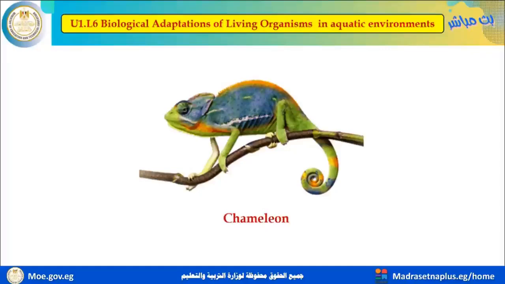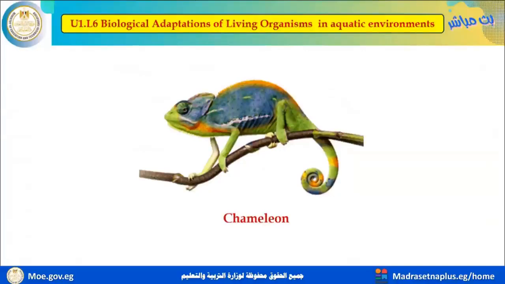Another example of adaptation is the chameleon, which has different colors, and it also has the ability to change its color to adapt to the environment surrounding it. So this is another example of adaptation. Okay, so adaptation in general helps the living organism to survive and stay alive in its environment.